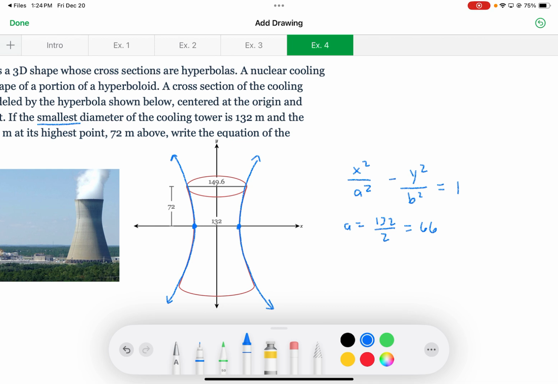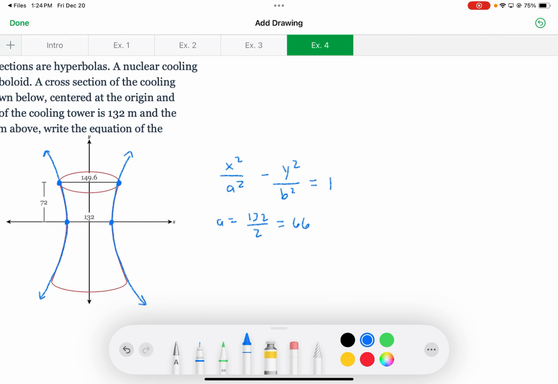Okay, but I also need the b, or b squared value, which the other numbers that I'm given don't directly tell me. Nothing about the 72 or the 149.6 tell me that those are related to the co-vertices of this, right? So what I'm going to do, though, is use those to come up with coordinates of a couple of the points on the hyperbola itself. So you can do either of the 2 points at the end of the diameter up there at the top. I'm going to do the one over on the right half of the hyperbola.